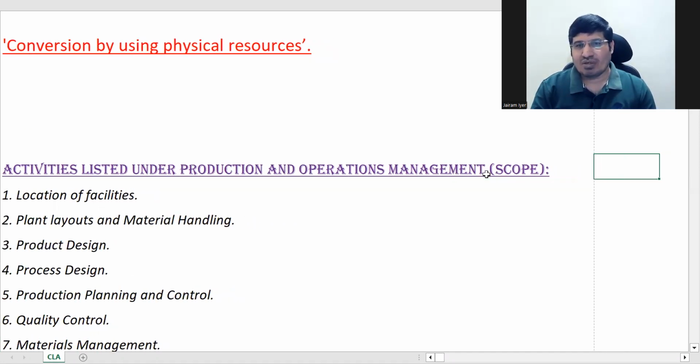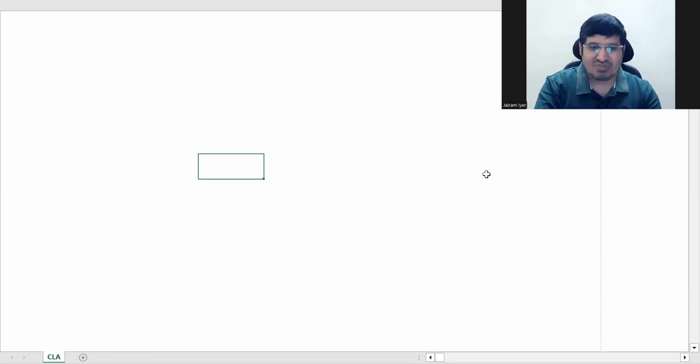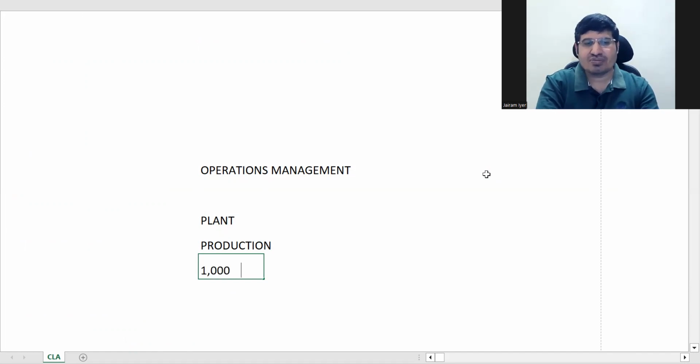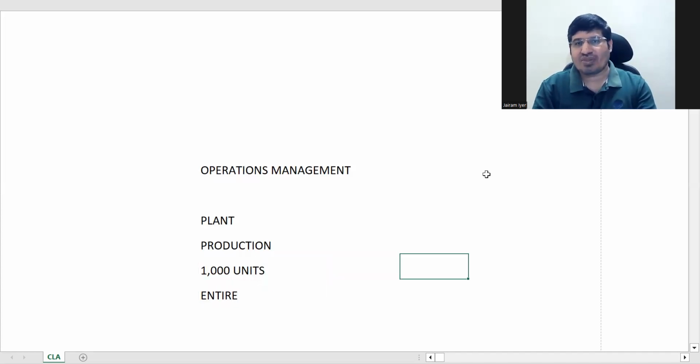Earlier, operations management is a current term. Fifty years back, you did not have anything called operations management. You used to have the plant separately, and production activities used to be done there. Whatever the target, if the machine capacity is 1000 units for 1 week, they would just produce the entire 1000 units, and the market would take up the whole thing, right?